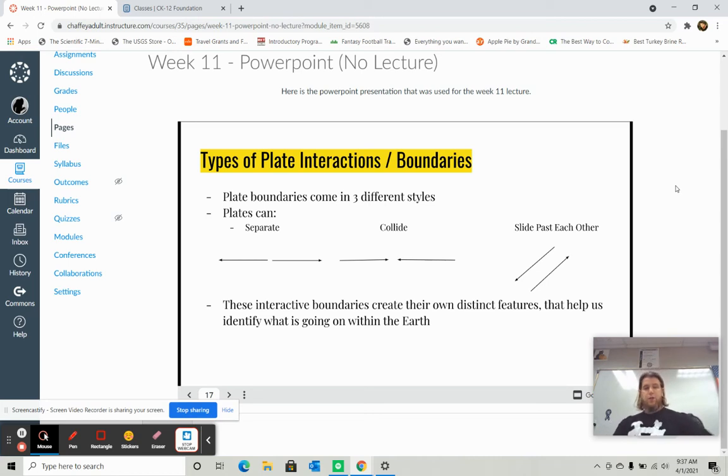So these interactive boundaries create their own distinct features, like the separation is what creates the thinning of the crust and the basin and range. And we'll also see that leads to seafloor spreading. The collision creates mountain building, earthquakes, and then the sliding past one another. The features there could be another stretching and thinning, or you can have what are called sag ponds. If you go out to Lake Elsinore, it is the result of two plates sliding away from each other and creating almost like this chasm in between where the water has filled and created Lake Elsinore.